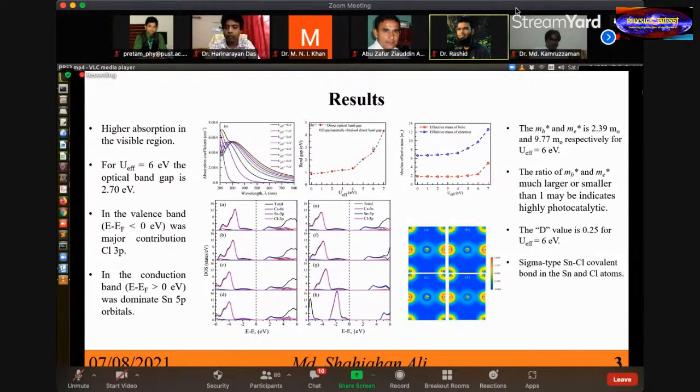If the ratio of the effective mass of hole to the effective mass of electron is larger or smaller than 1, it may indicate highly photocatalytic behavior, and this value for our sample is 0.25, which indicates cesium tin chloride has photocatalytic performance. From the electron charge density map, we observe that a tin-chlorine sigma type covalent bond is present in cesium tin chloride.